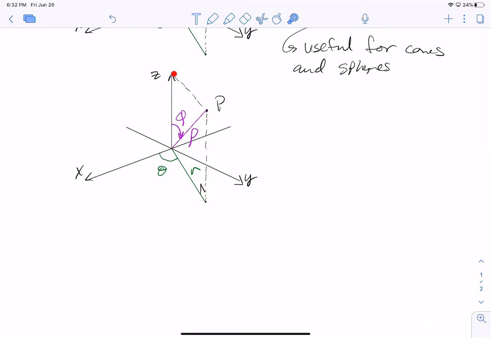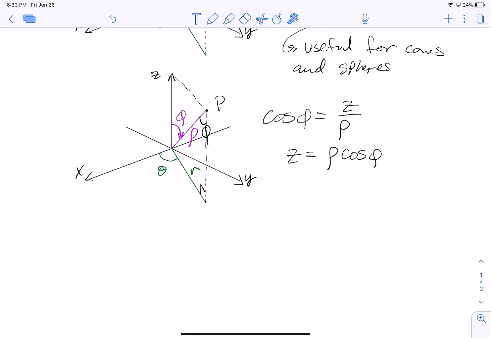Because this vertical is parallel to the z-axis, we know that the upper angle of the right triangle has a value of phi because of alternate interior angles. The vertical distance between the projection in the xy plane and the point P itself is of course z. And using right triangle trigonometry, we can say that the cosine of phi is the adjacent, which is going to be z, over the hypotenuse, which has a length of rho. So the cosine of phi is equal to z over rho. That gives us that z is equal to rho times the cosine of phi.